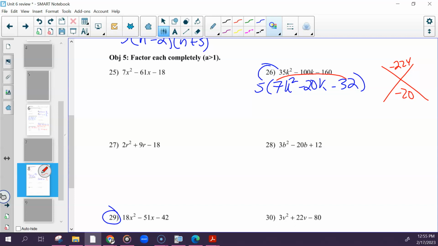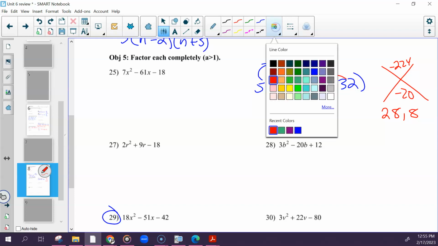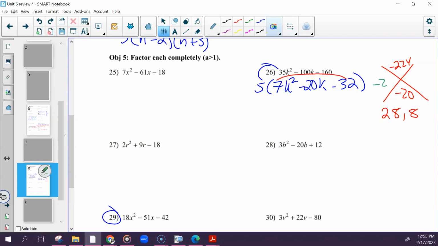Not 9. 8 or 12? 28 and 8. Would that work for -20? Yes. Which one would be negative? Would that give you -20? -28, positive 8.